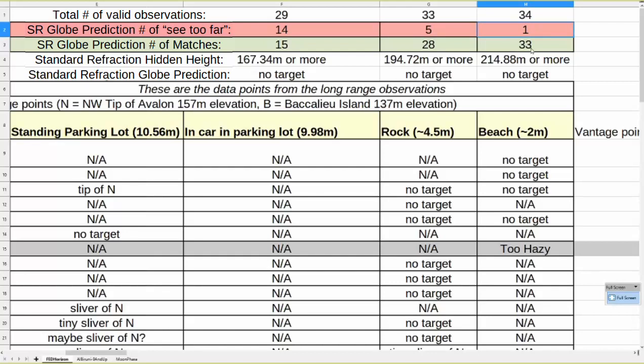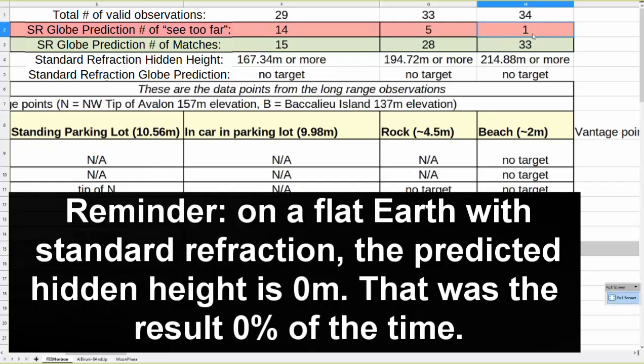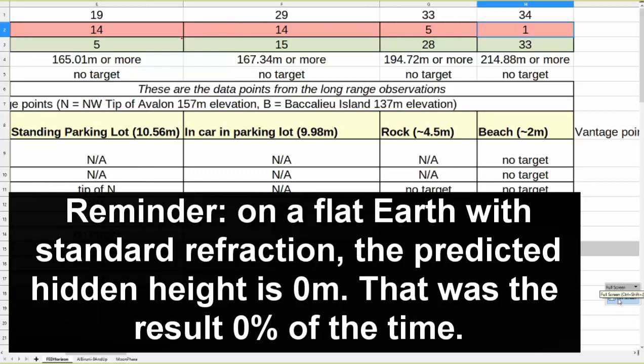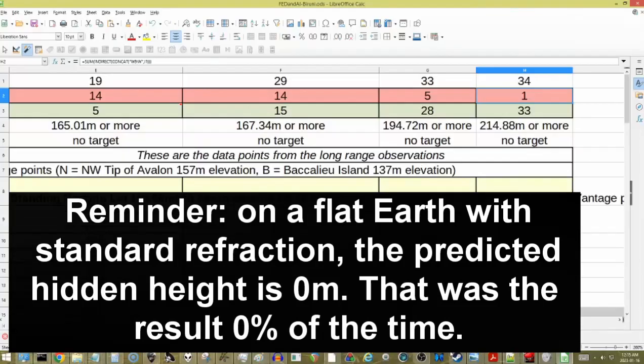So which model better explains the observations? Well, clearly, a globe with standard refraction has 33 agreements and 1 non-agreement, and flat Earth would have 34 anomalies. 0 observations would be in agreement. So clearly the globe model with refraction being variable is the better model to explain these observations.